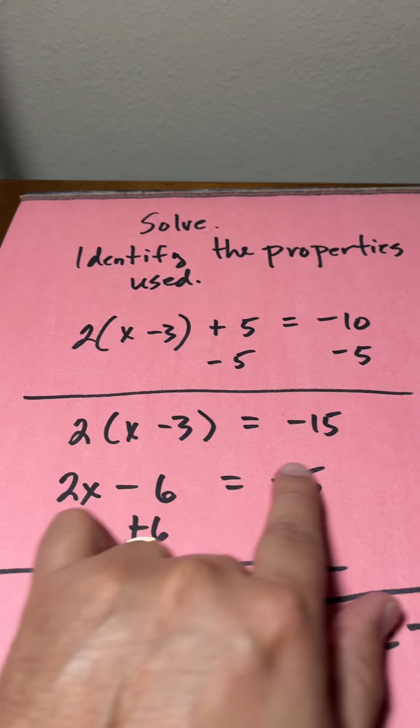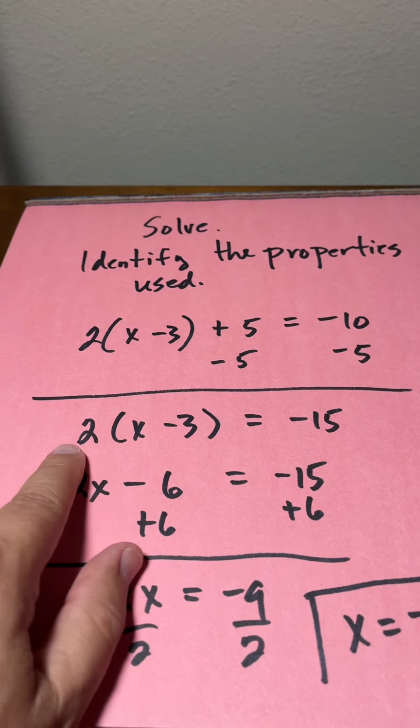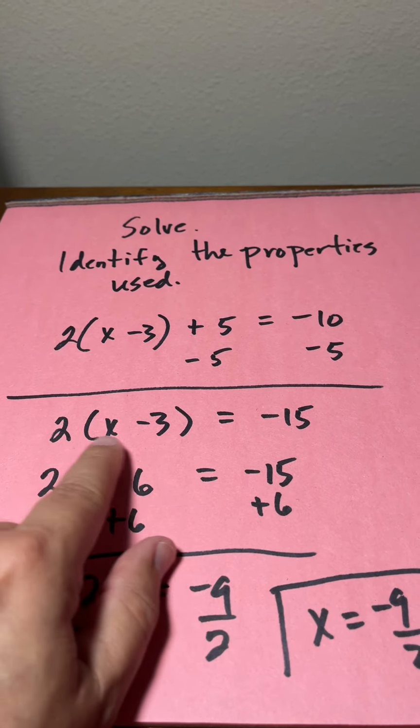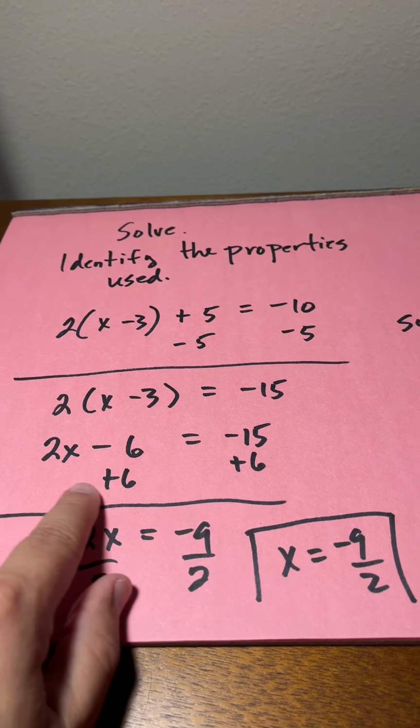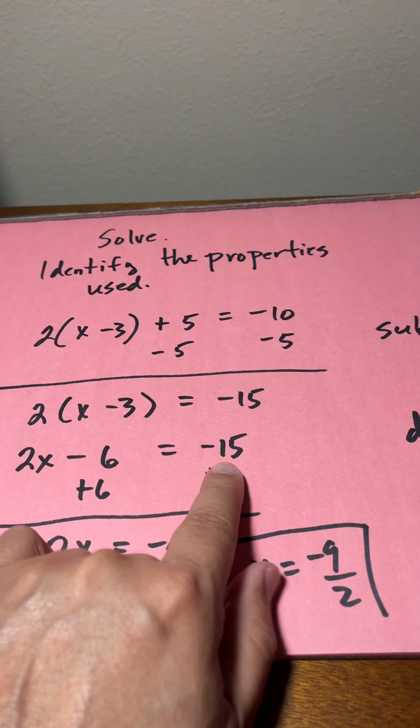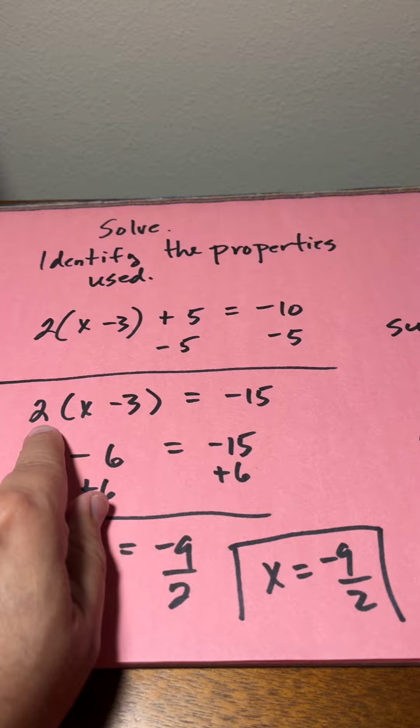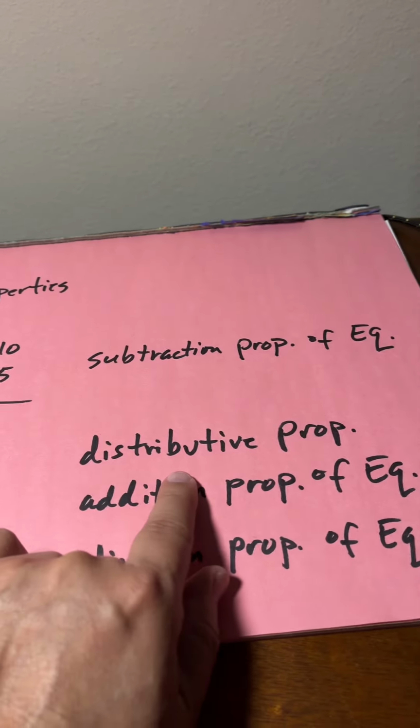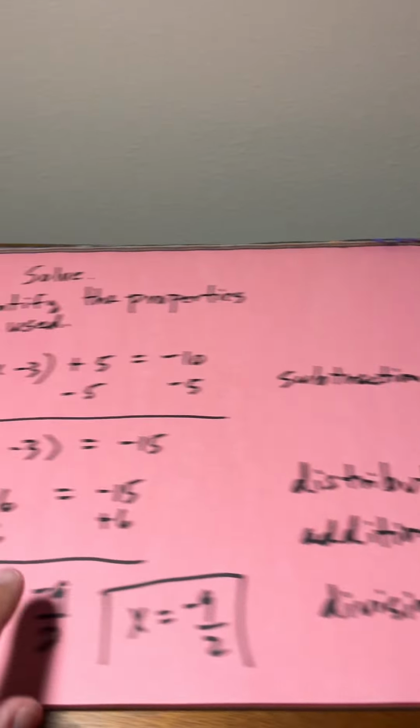So now notice that I'm trying to get x by itself, so I'm going to distribute this 2. So 2 times x is 2x, 2 times negative 3 is negative 6, and it equals negative 15. So I just distributed this 2, so that is the distributive property.